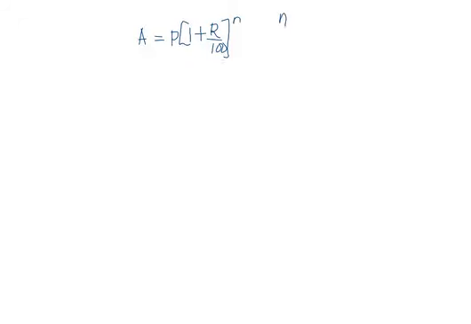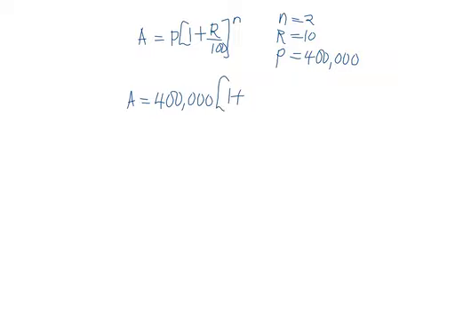So in our case, n is 2 years, r, which is rate, is 10%, and the principal is the initial value of the plot, which is 400,000. So to get the value of that plot after 2 years, we'll have 400,000 multiplied by 1 plus 10 over 100, which is 0.1, then raised to 2.